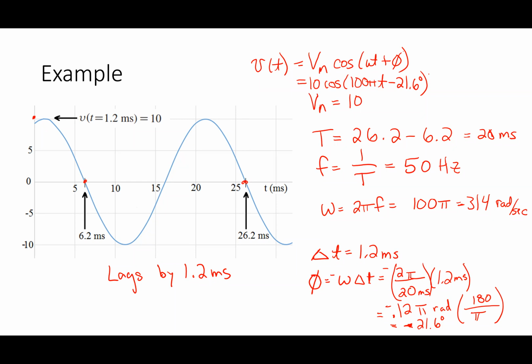If you go into MATLAB and you write 100 pi t minus 21.6, one thing to be careful about is if I multiply out 100 pi t, I get an angle in radians. 21.6 is an angle in degrees. I've got a mixed set of units there, so you have to be careful. If I go into a tool like MATLAB, I would actually put in 100 pi t minus 0.12 pi radians. That gets confusing for people.